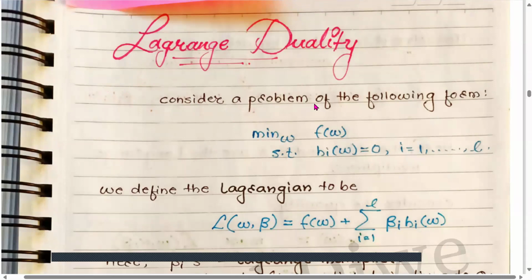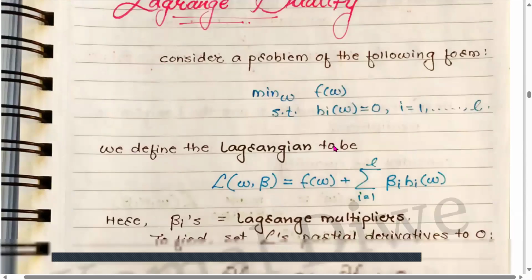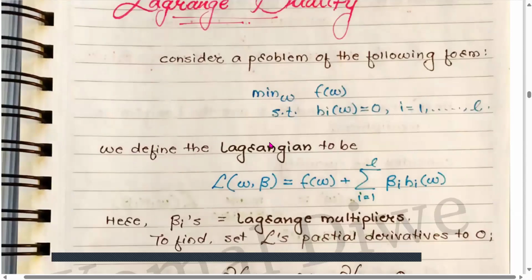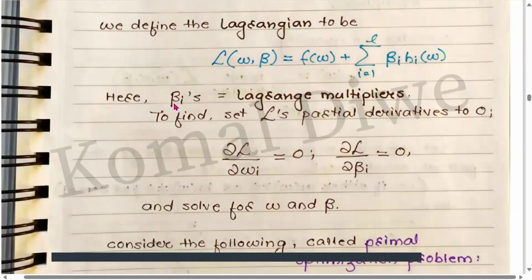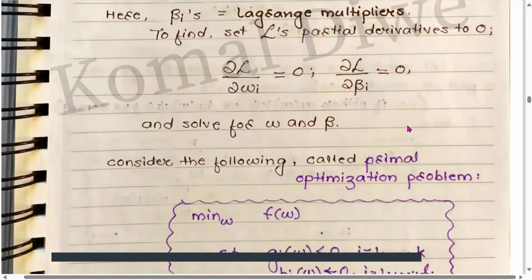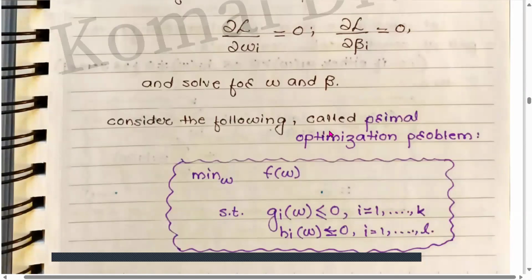Consider a problem of the following form. Then we define the Lagrangian to be this. Here, this is the Lagrange multiplier. To find the solution, set the partial derivatives to 0 and solve. Consider the following optimization problem, which is the primal optimization problem.